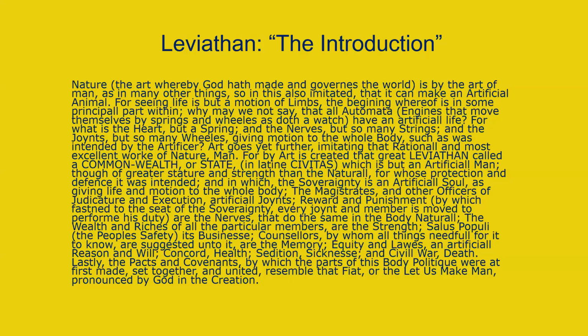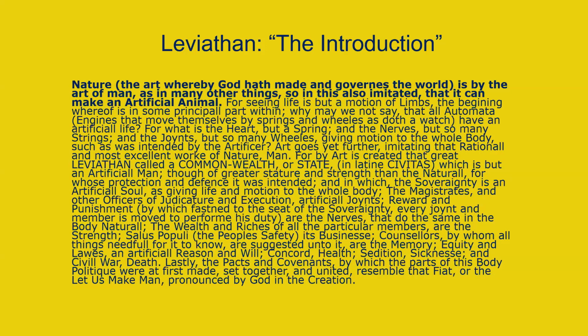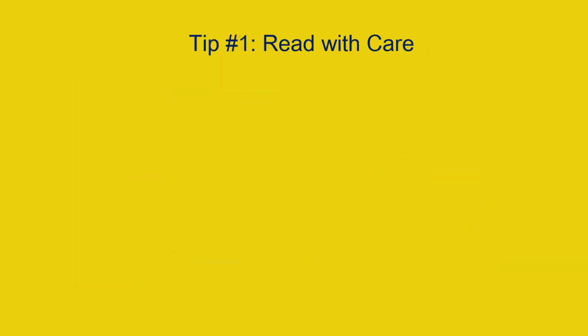So we're going to start at the very beginning of Leviathan with the introduction and its first paragraph. This is where Hobbes sets his agenda for the book, and understanding it is key. We're pulling out the first sentence beginning with nature and analyzing it. But first, the very first tip, read with care. It's essential that you read slowly in order to understand and reflect on the text. We are doing that now together in this video with this first sentence.